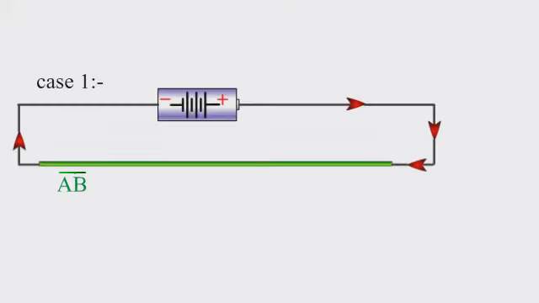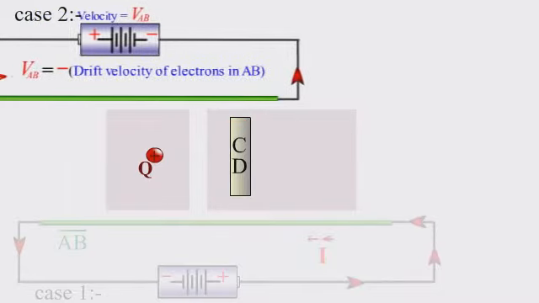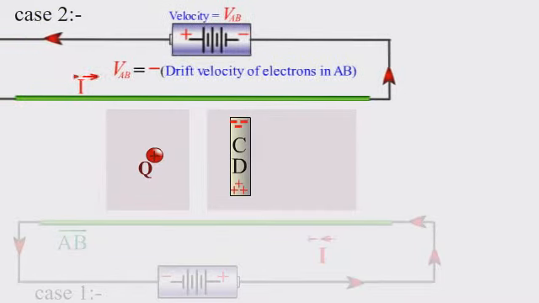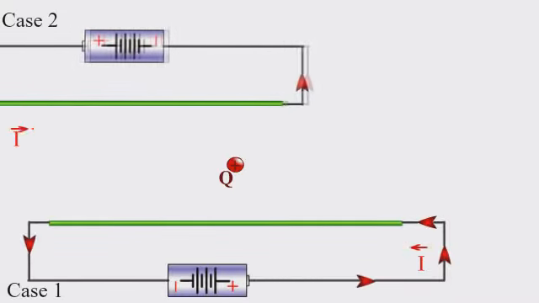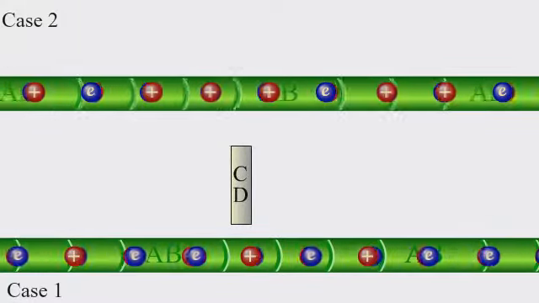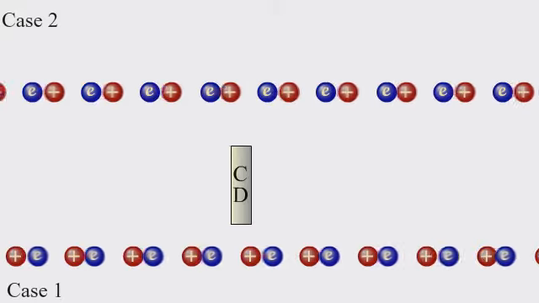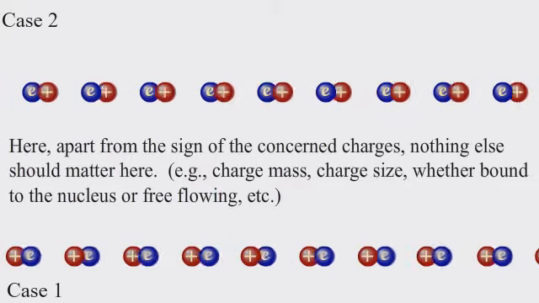Rearranging case 1 and case 2 for visual symmetry and reasoning, we have a situation like this. There is no force or potential in case 1, whereas in case 2, there is a force on Q, and there is a non-zero potential across CD. Here, it can be seen that in both cases the test charge Q, or CD, is under exactly similar conditions. It is stationary with respect to one kind of charge in AB, while it is moving with respect to the other, opposite kind of charge. Here, apart from the sign of the concerned charges, nothing else should matter.